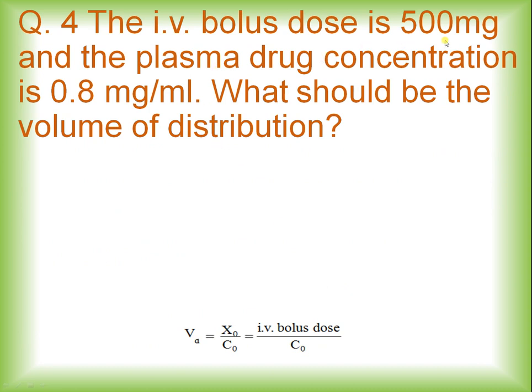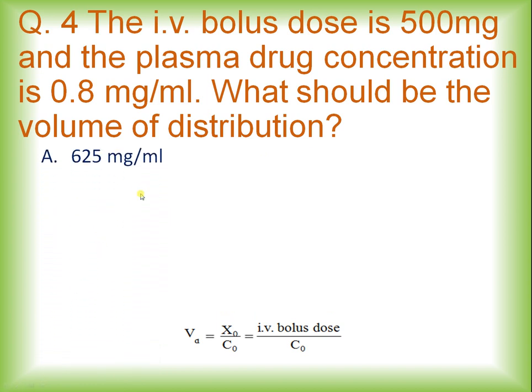The IV bolus dose is 500 mg and the plasma drug concentration is 0.8 mg per ml. What should be the volume of distribution? Just for your reference, I have given the formula for this, that is Vd is equal to X0 divided by C0, which means IV bolus dose divided by C0. So in this, directly you have to divide the IV bolus dose by the plasma drug concentration.